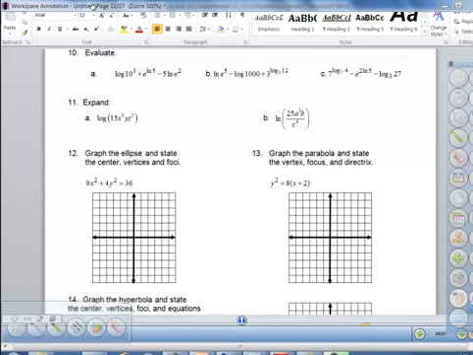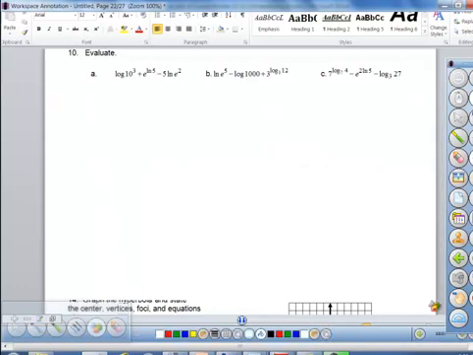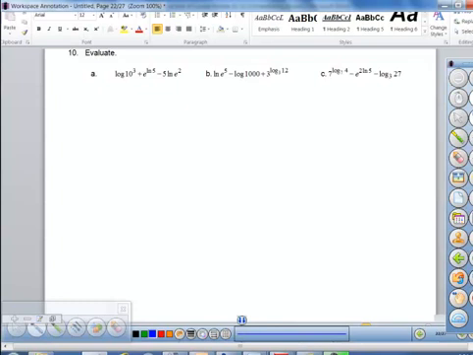All right, so now on number 10. Number 10 looks scary, I'll be honest. These ones look really scary, but they're really not that bad.